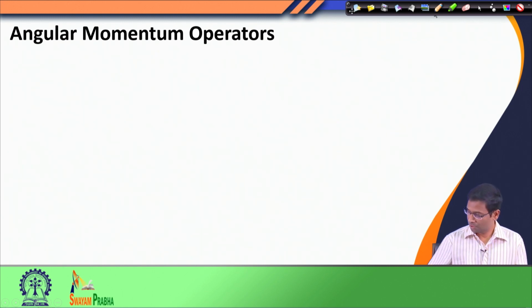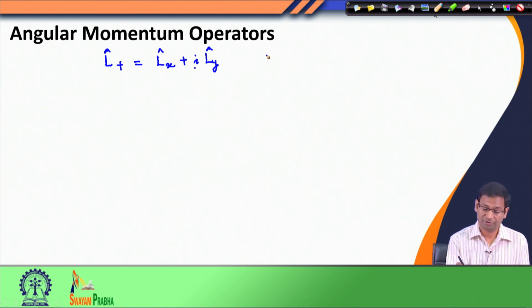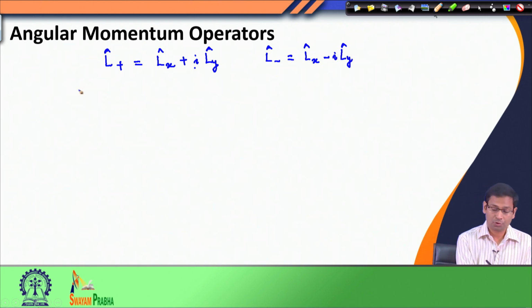We would continue our discussion and define one more operator from the definitions of operators that we have. We are going to define two new operators. We call the first the L plus operator, which is Lx plus I Ly, where I is the imaginary root, and we define the L minus operator as Lx minus I Ly. So, these two operators we define now. We would show one important commutation relation.